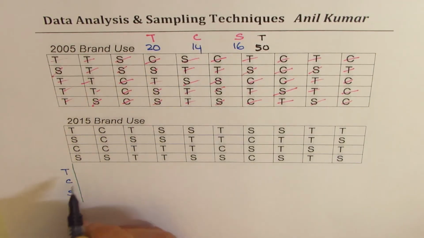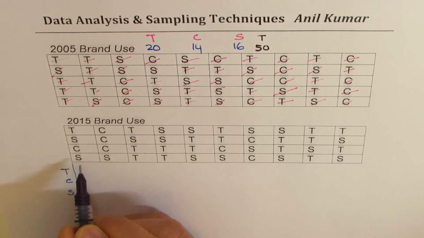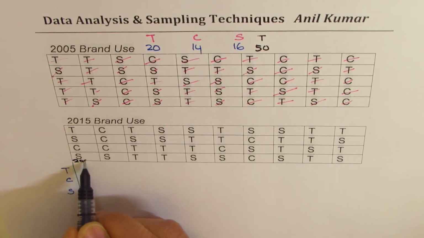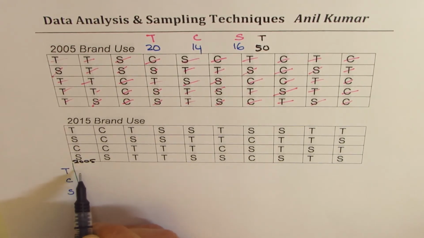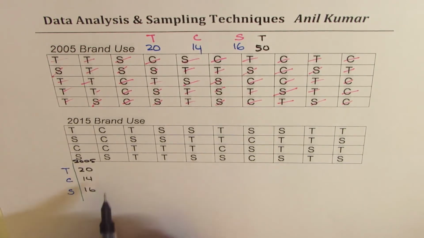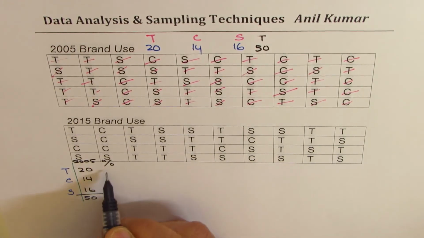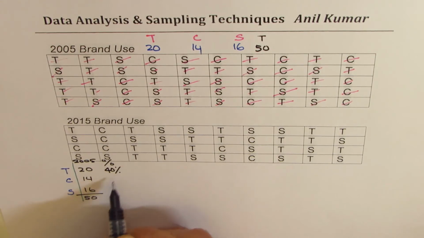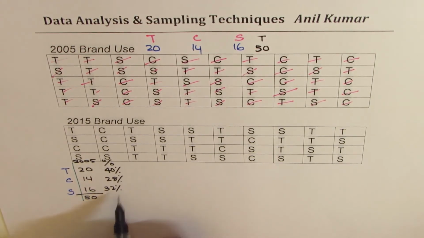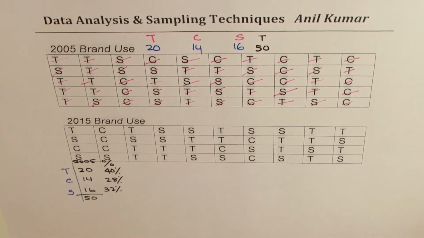So let me rewrite these numbers. For 2005, let me write 2005. Number of T's is 20, and then for C we have 14 and 16. And all this is out of 50, right? So this is out of 50. So as far as the percent goes, it is twice this, right? So it's easy to write 40%, this is 28%, and this is 32%. Perfect. So that is for 2005.